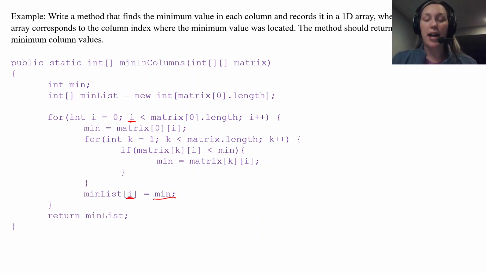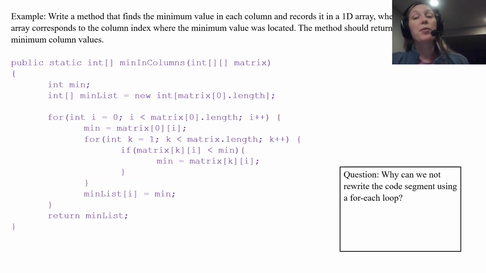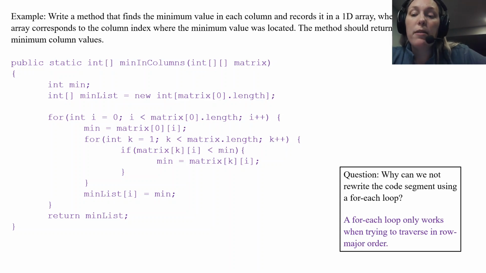A lot of good stuff. I want to bring up real quick, because I always get someone asking this question, why did we not use for each loops in all of these, right? So why can we not rewrite all of this code segment, or this one, for example, using a for each loop? Okay. Remember that a for each loop, one, only works when trying to traverse in row major order. Okay, that is very important to note. It only traverses in row major order.